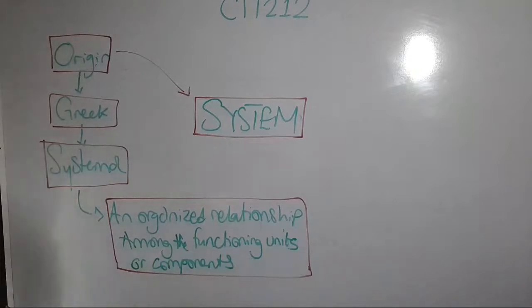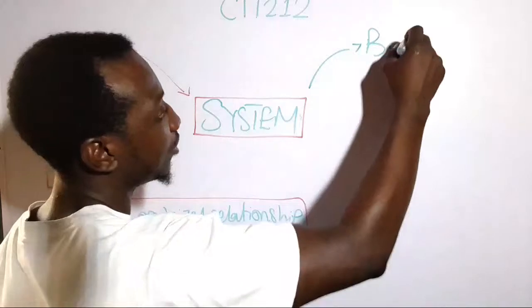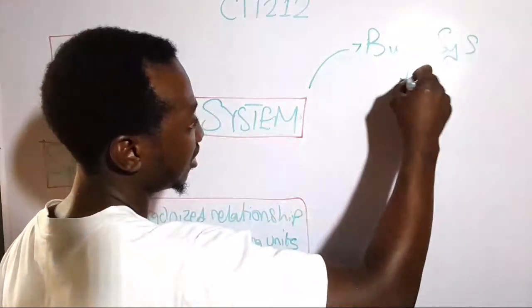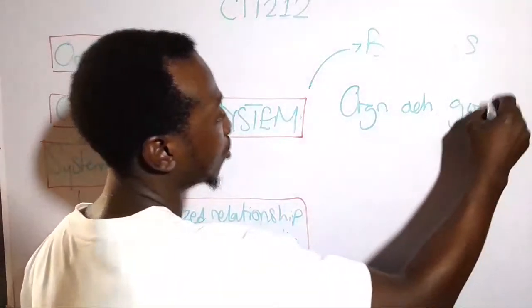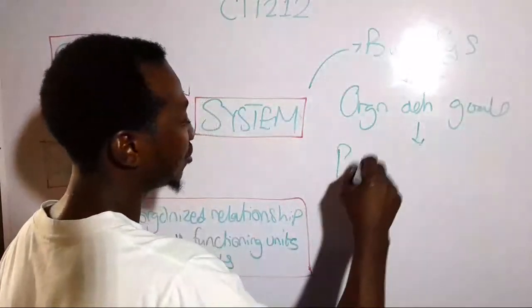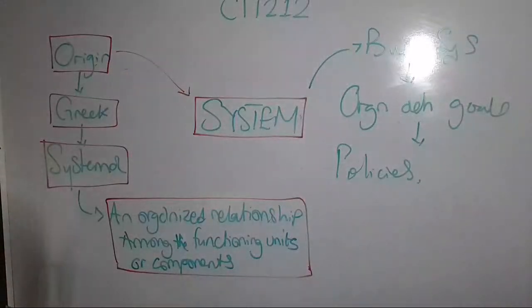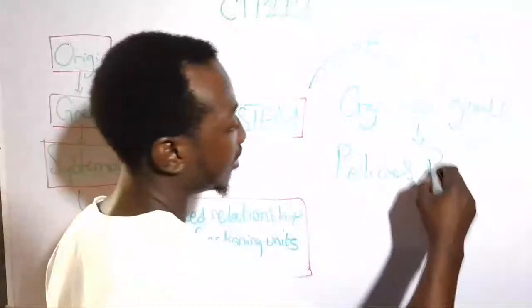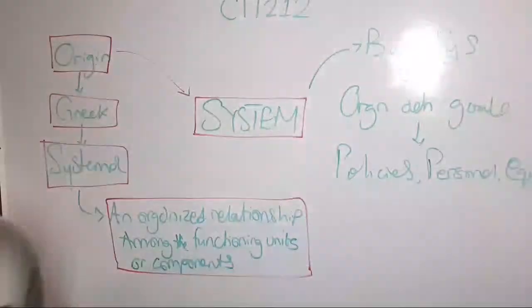Business system. Now note that a business system combines policies. So we have business system, we have organization, achieve goals, with the use of policies, personnel, equipment, computer facilities, among several others.